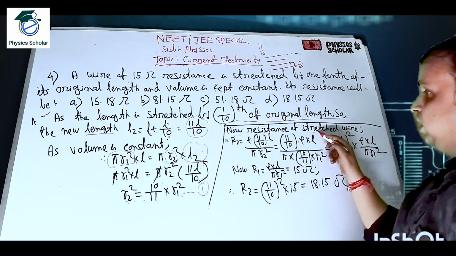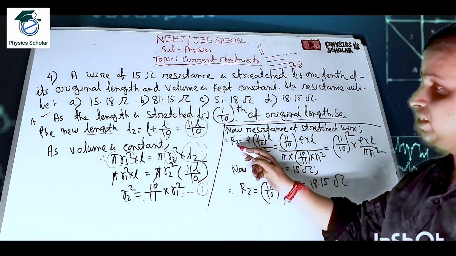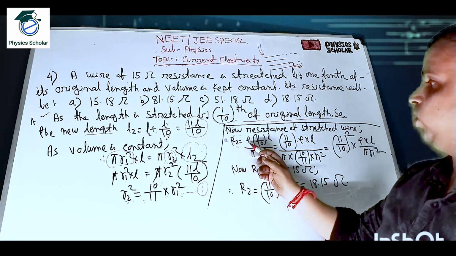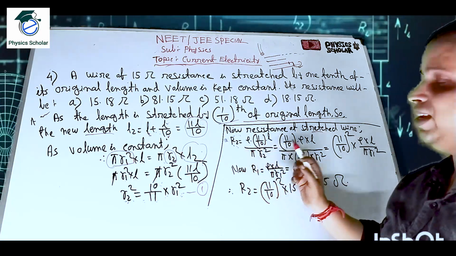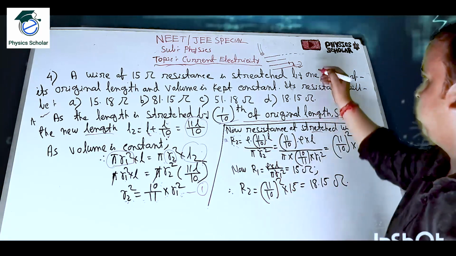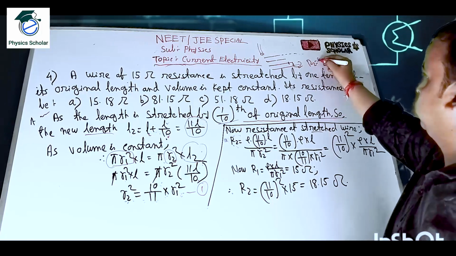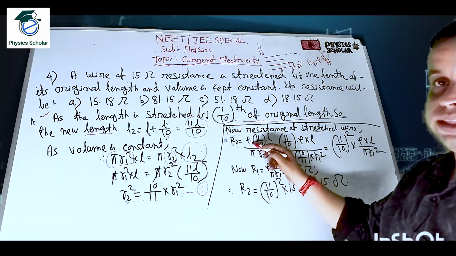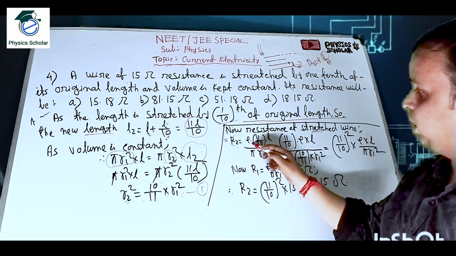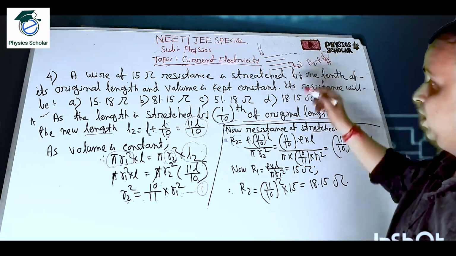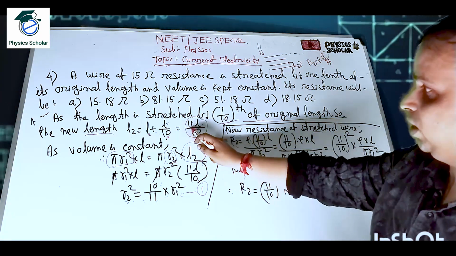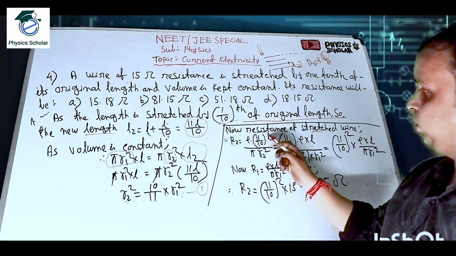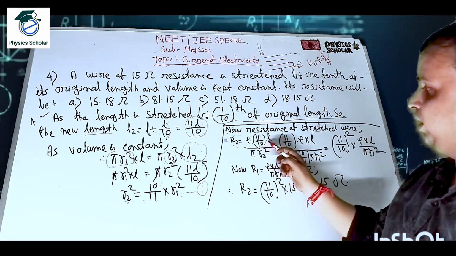Now suppose this is the radius and this is the resistance, capital R2. What is the formula we know? R2 is equal to rho into L by A. Rho as it is we have written over here. What is the value of L? The value of L is 11L by 10, the new length, or 11 by 10 into L.